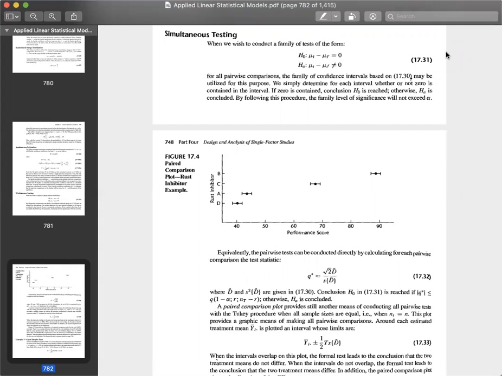A paired comparison plot provides still another means of conducting all pairwise tests. With the Tukey procedure, when all sample sizes are equal, when n i is n, this plot provides a graphic means of making all pairwise comparisons.